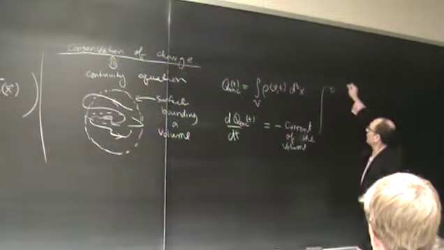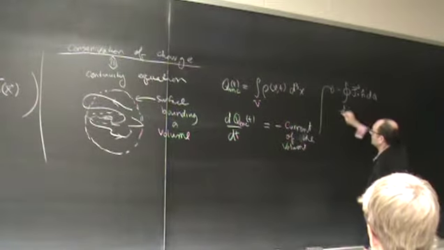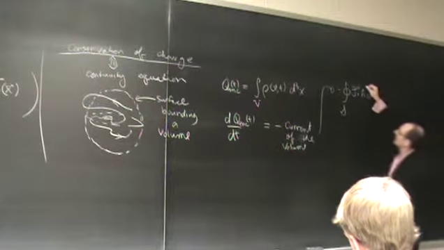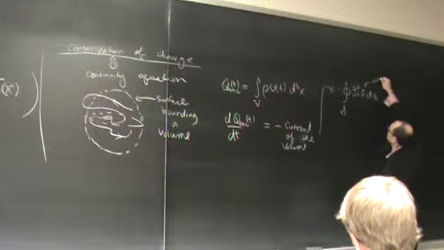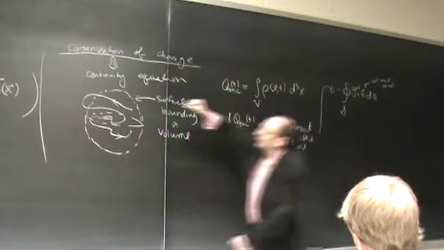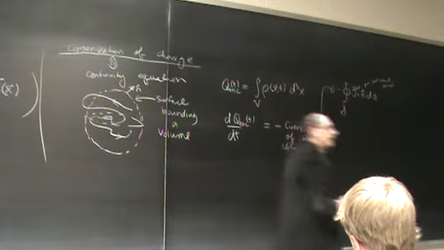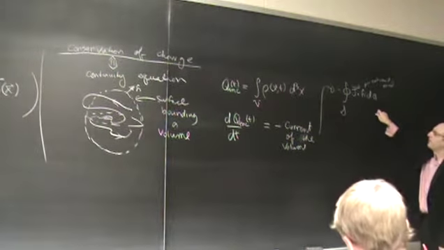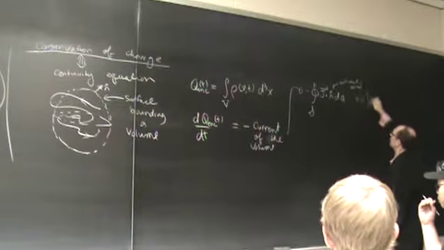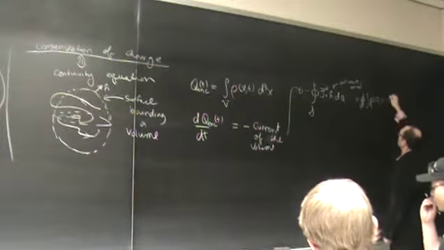And so we just said that the amount of current that flows through this surface can be expressed in terms of the flux of the current density out of the surface. Okay, so this is the outward normal, the normal to the surface. So this is the current that flows out, and that's equal to minus d by dt of the integral of rho dx.